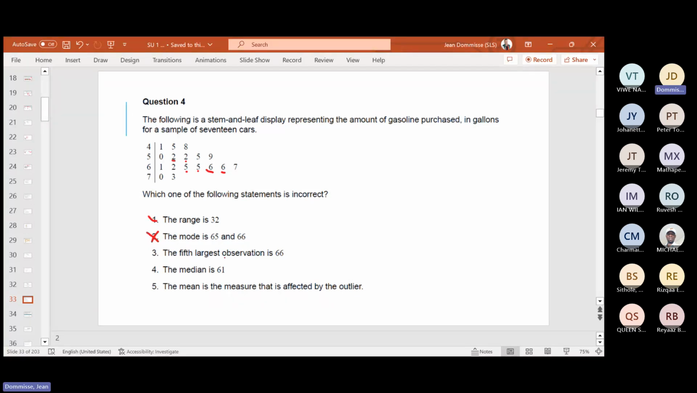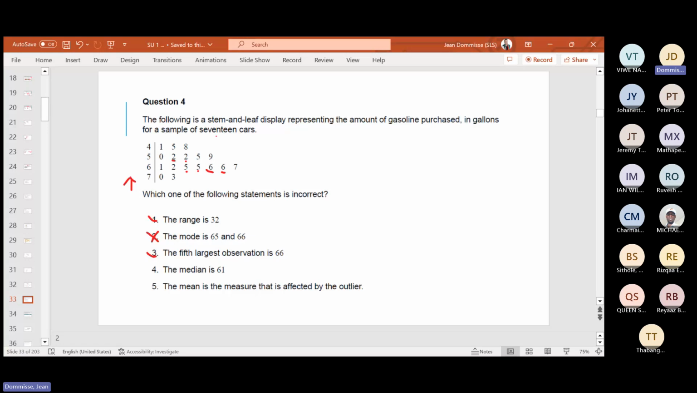5th largest. So again, remember large, we move from this side. So 1, 2, 3, 4, 5. The 5th largest is 66. The median is 61. Can you tell us how many? So we've got 17 cars. So 8 on the one side, 8 on the other, and the 9th car. So 1, 2, 3, 4, 5, 6, 7, 8. The 9th car is 61, so our median is 61.